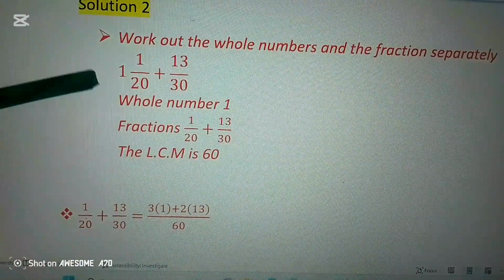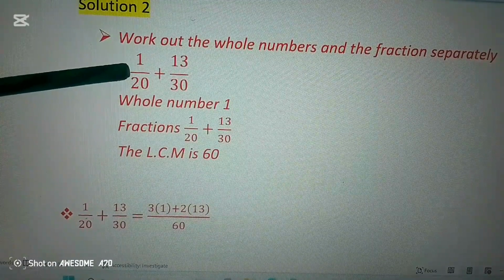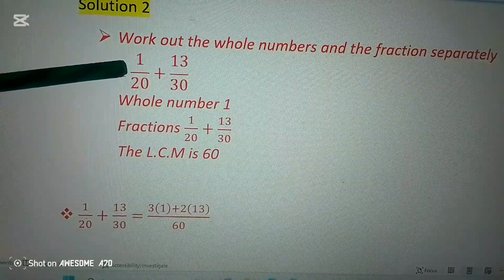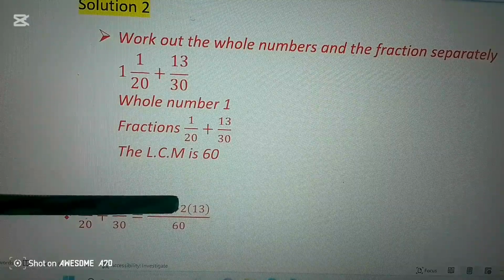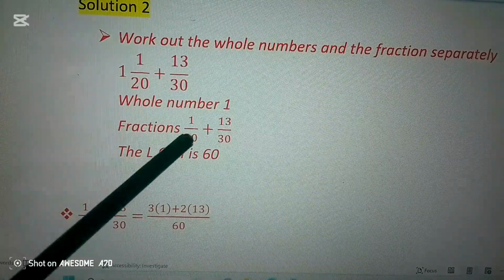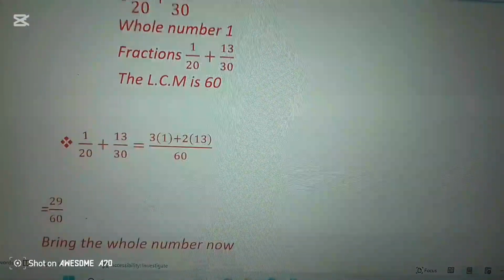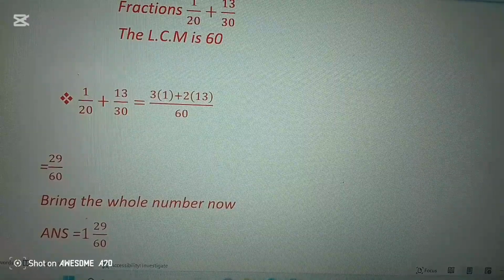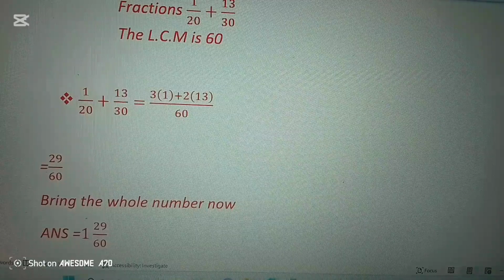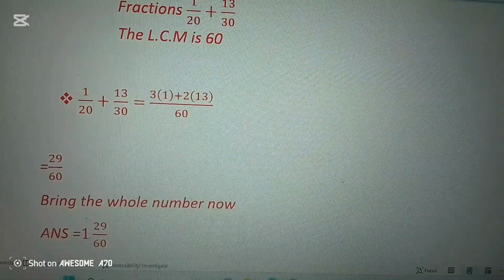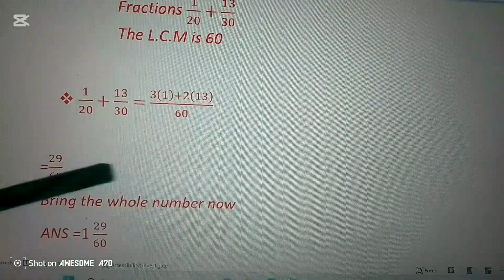And we have the fractions. If we hide the whole number here, we have the fraction 1 over 20 plus 13 over 30. This is the sum we are going to work on. The first thing you do is find the LCM of the denominators, the LCM of 20 and 30, which is 60.